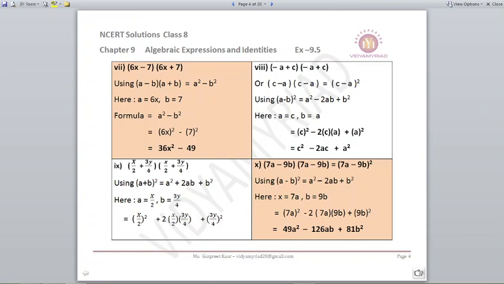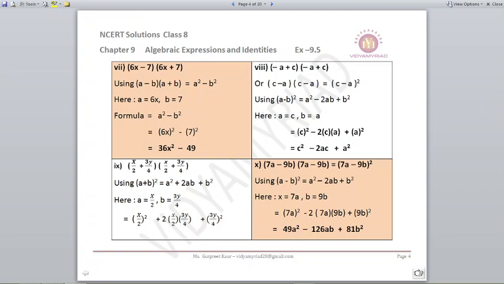Ninth part, x upon 2 plus 3y upon 4, x upon 2 plus 3y upon 4. Both are same. That means I need to apply the formula for (a plus b) the whole square, which is a square plus 2ab plus b square. A here is x upon 2 and b here is 3y upon 4. So just put it into the formula.